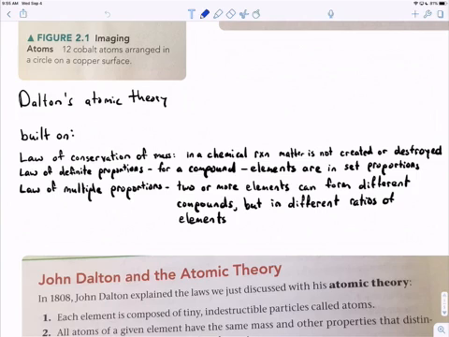Then we have the law of multiple proportions. If you have two or more elements, you can form different compounds, but in different ratios. So they noted that for compounds, there are always set ratios, but you can take two elements and get different compounds from them, and the rule of definite proportions still works. They're going to be in different ratios.